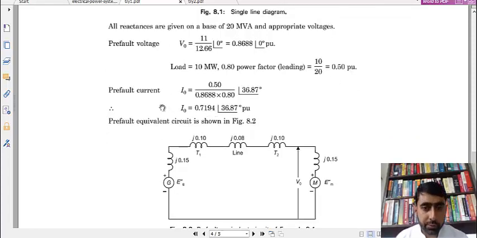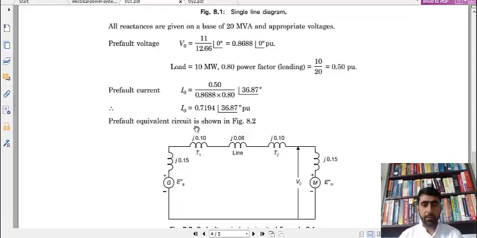So what will be I0? I0 will be equal to power divided by voltage divided by power factor, and it comes out to be 0.719194 at an angle of 36.86, because here it will be a plus sign since the current is leading. This is actually I0, that is, the current flowing through this circuit before the fault occurs. Before this there is no fault. We are not considering any fault.